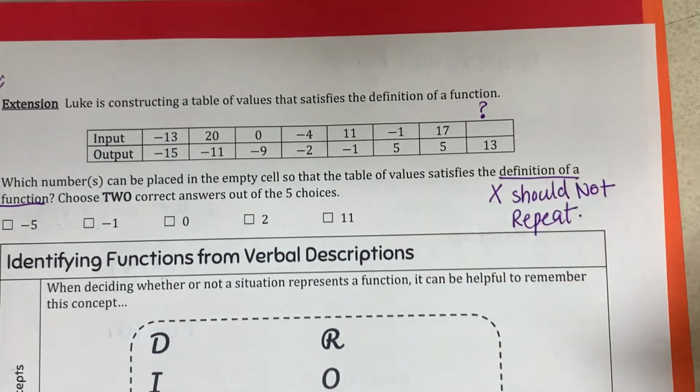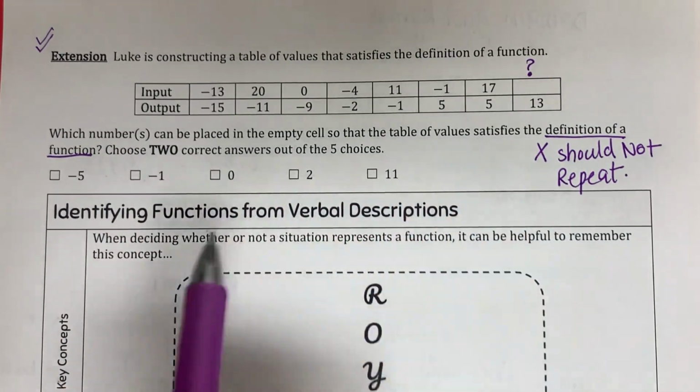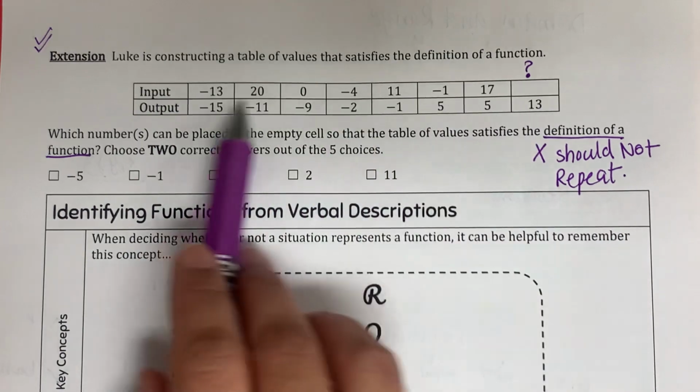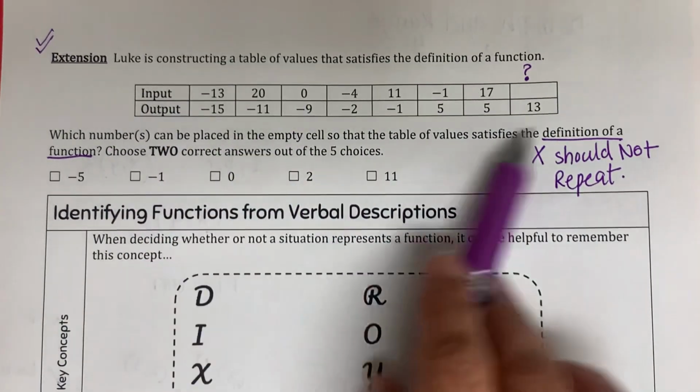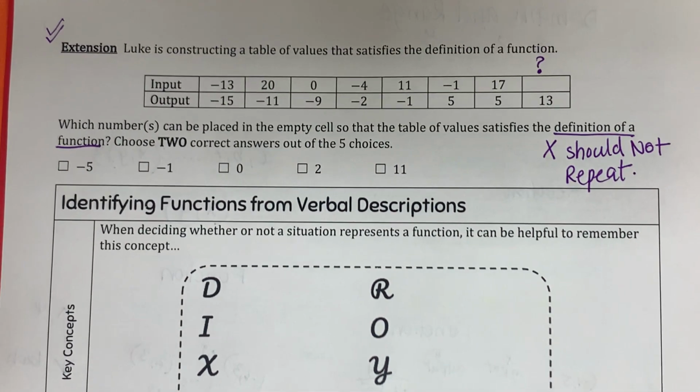So x values should not repeat at all. That's the definition of a function. Select 2. So you are going to select 2 numbers that can go over here, and this table will stay as a function. So go ahead, do this question. I will come and check your paper.